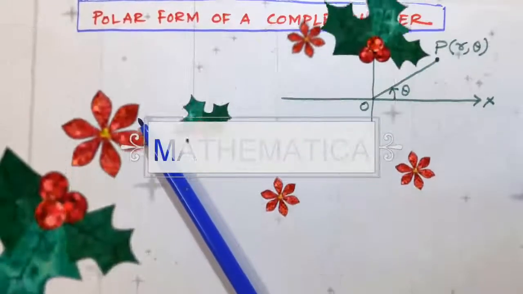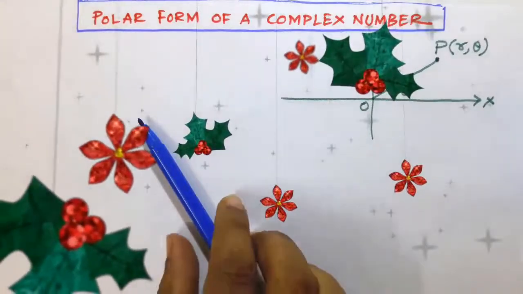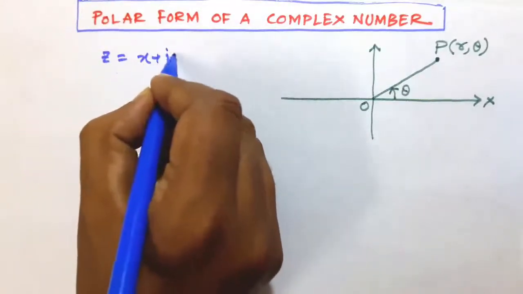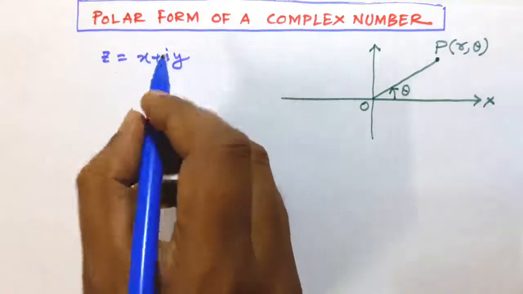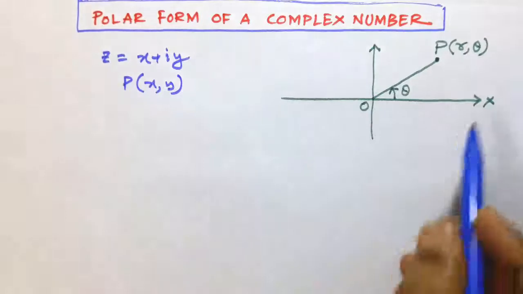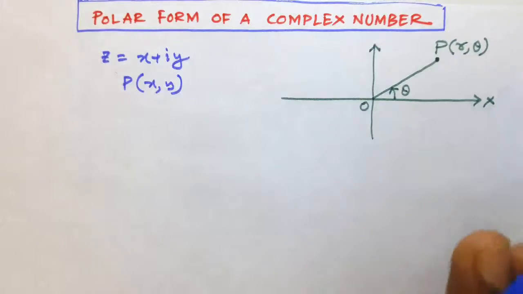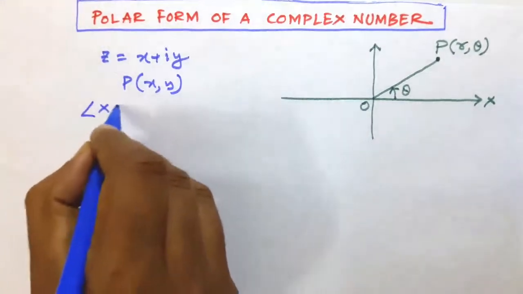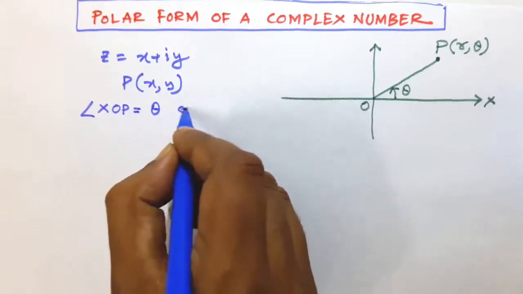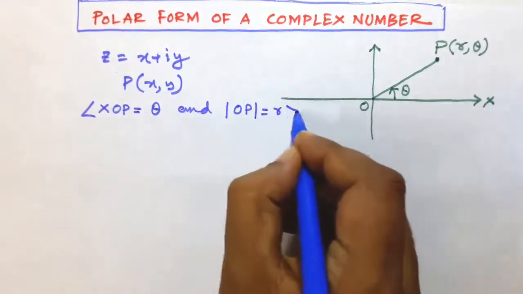Dear friends, today's topic is polar form of a complex number. Let the complex number z is equal to x plus iy be represented by the point P(x, y) in the complex plane. This is the complex plane or the Argand plane. Let angle XOP is equal to theta and modulus of OP is equal to r, which is greater than 0.